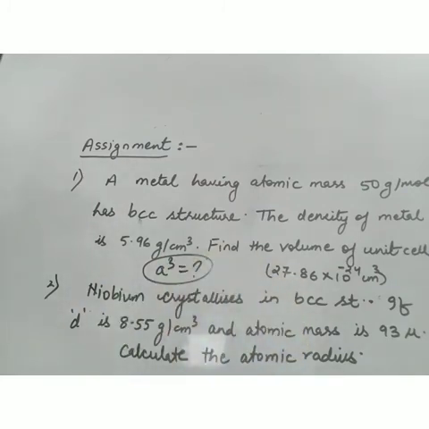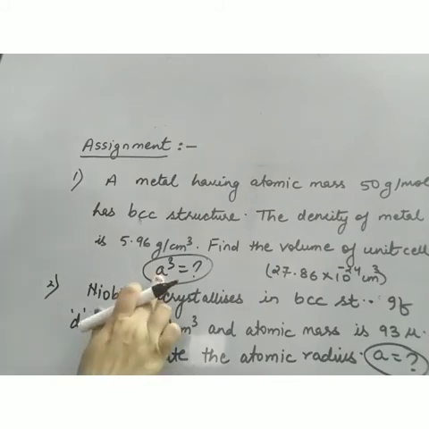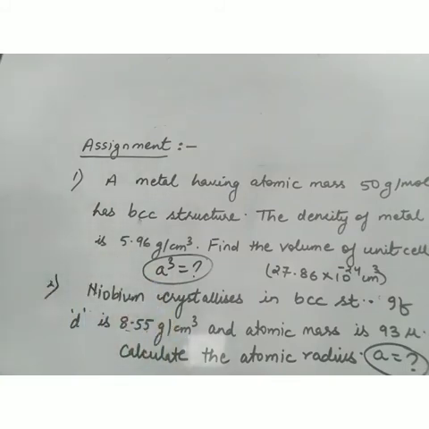The second question is a little bit tricky. Niobium crystallizes in BCC structure. So Z is 2. If density is 8.55 gram per centimeter cube and atomic mass is 93 U, find the atomic radius. Now how to find that atomic radius? So in this question, first you will calculate A. Okay, not A cube. What you will calculate? A. Z is given to you, density is given to you, Avogadro constant you know, atomic mass you know, you will find out A. Means first you will calculate A cube and then you will take the cube root of that.